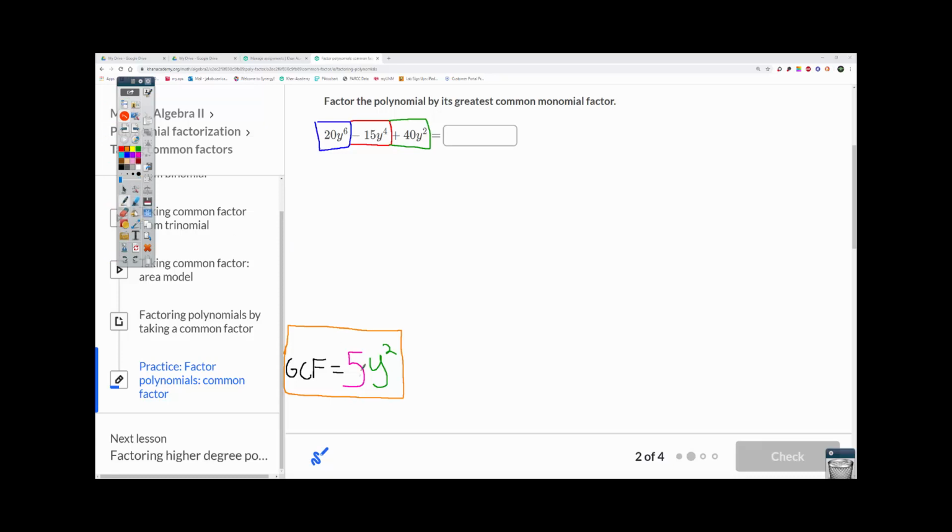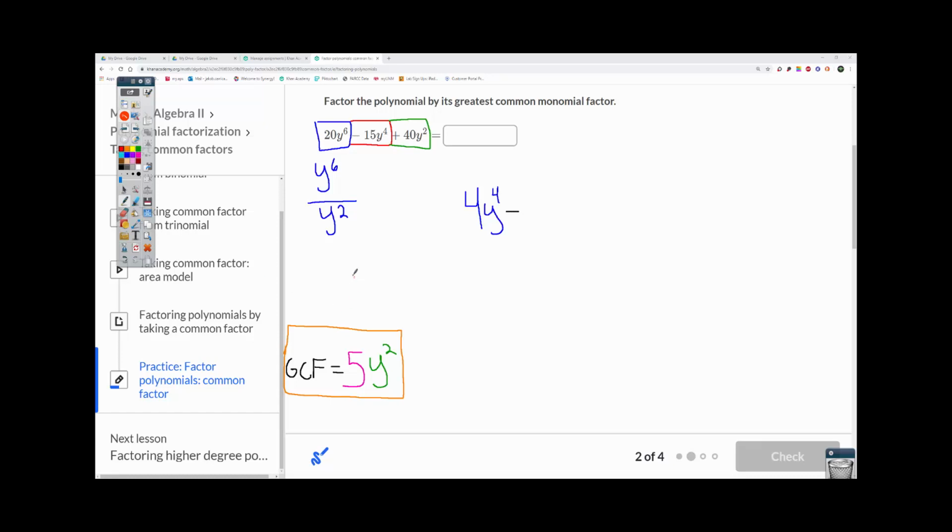Okay, and we'll start with the coefficients. So 20 divided by 5 gives us 4. Y to the power of 6 divided by y to the power of 2 gives us, we subtract the exponents, and we get y to the power of 4. Okay, I'm going to bring the subtraction down from the problem.